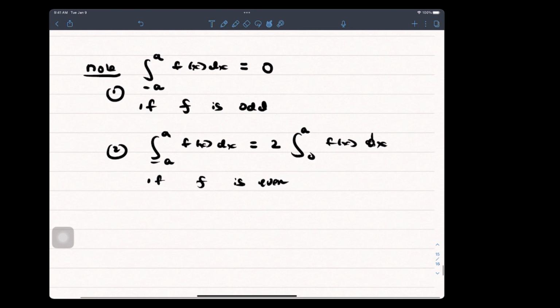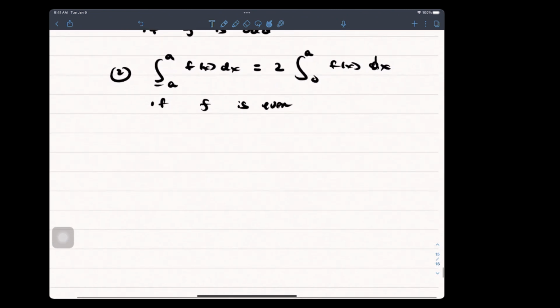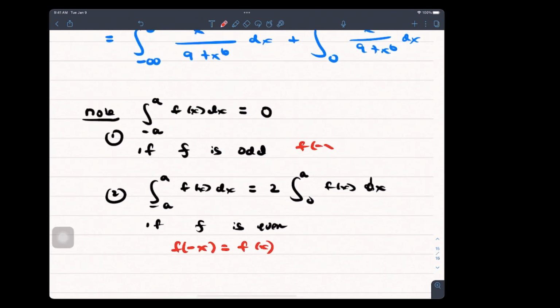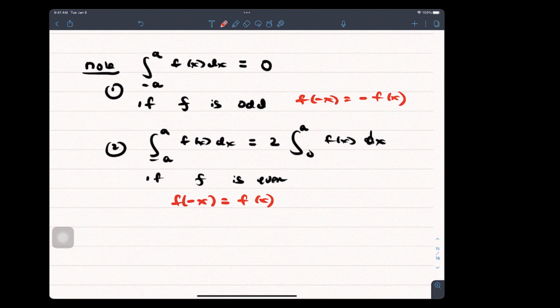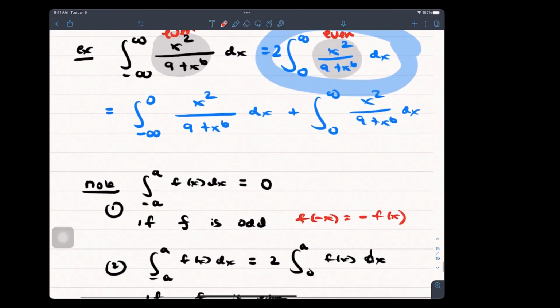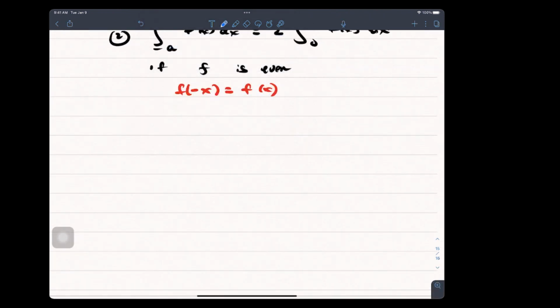So in other words, let's actually try to compute this because our function's even. What does it mean to be even? f of minus x equals what? f of x. What does it mean to be odd? f of minus x is minus f of x. So that's why when I look at this function here, I go, okay, that's a nice even function. So remember, we have to integrate. That integral is going to be double, 0 to infinity. What is that again? x squared over 9 plus x to the 6 dx.